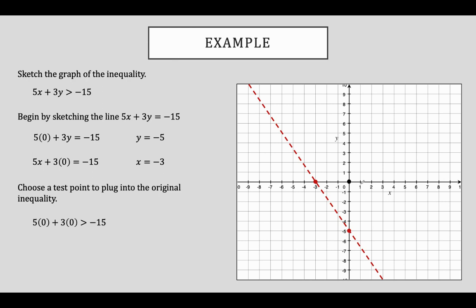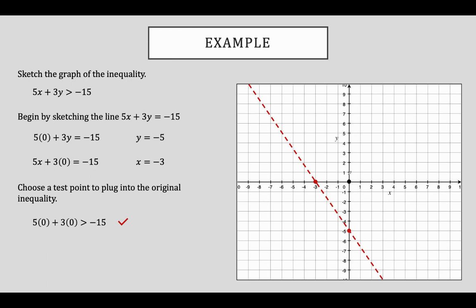If we plug in 0 for x and 0 for y in the original inequality, we get 5 times 0 plus 3 times 0 is greater than negative 15. 0 is greater than negative 15. And this is a true statement.